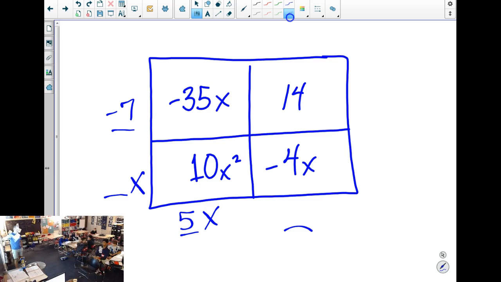-7. Lauren, it could work. You could do -5 and -2. But Lauren's wrong. If -7's here, this needs to be -2. And if this is -2, it would be regular 2. -7, 2, 5, -2.